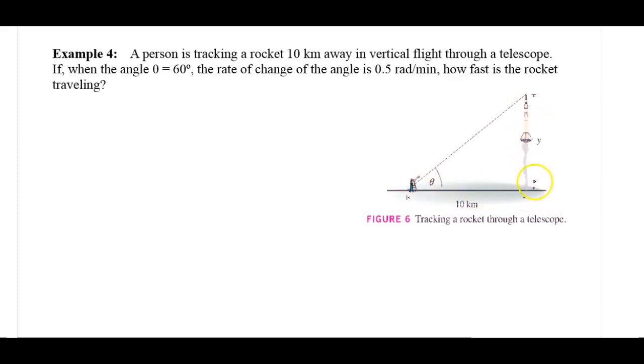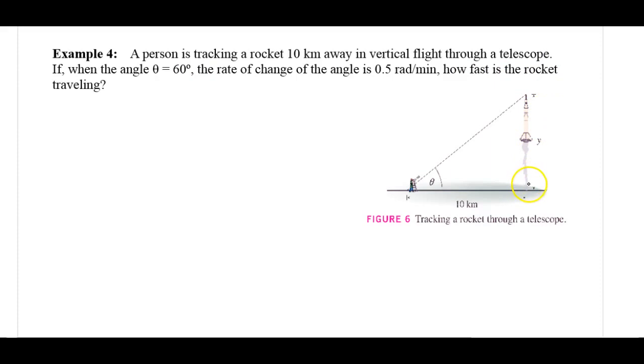And the rocket is in vertical flight, and so he's looking at it through this telescope. At the exact moment when the angle theta is exactly 60 degrees, the rate of change of the angle, which of course is going to be increasing as the rocket gets higher in the air, is 0.5 radians per minute. At the exact moment when the angle is 60 degrees, how fast is the rocket traveling?